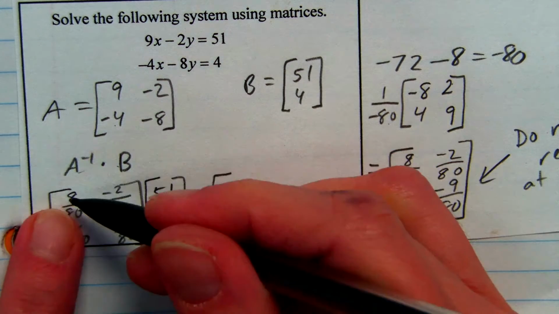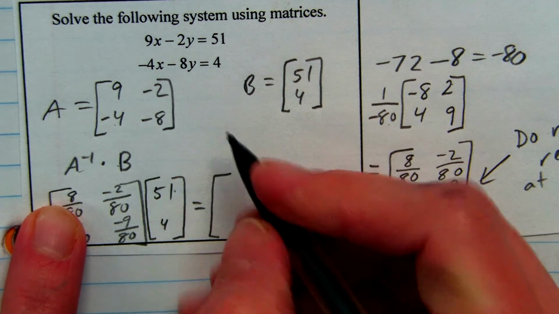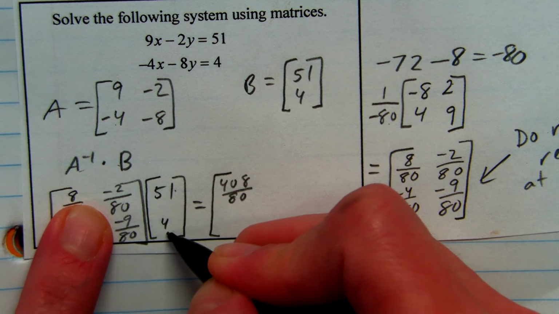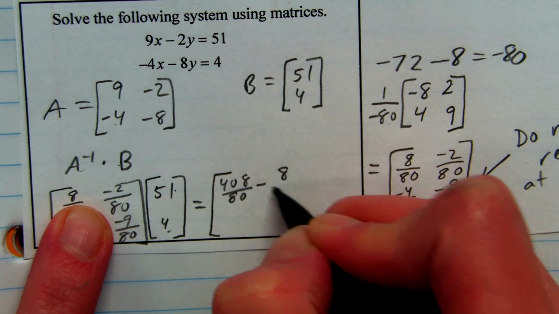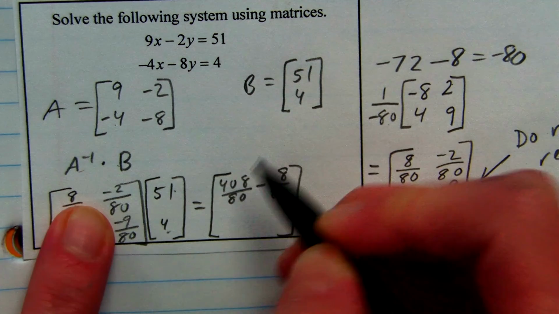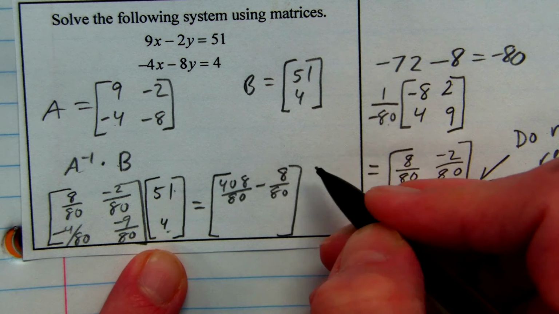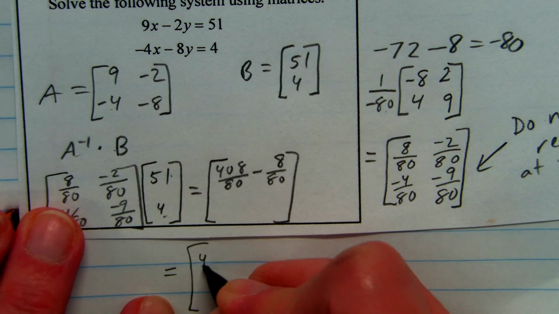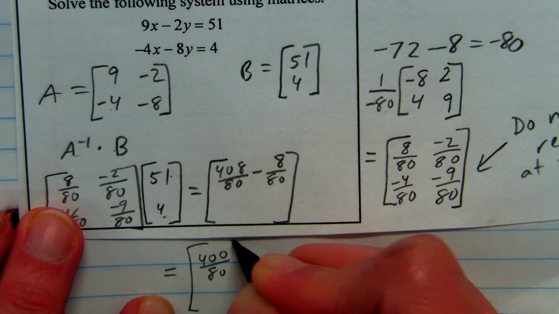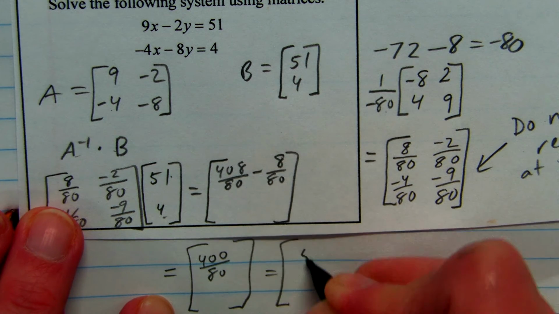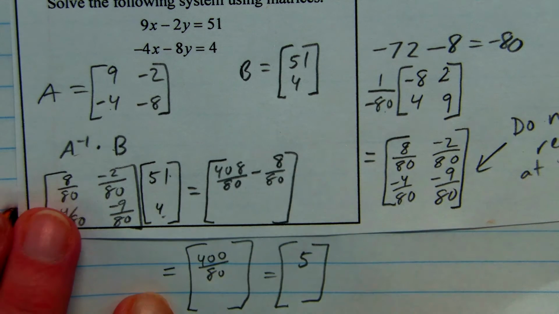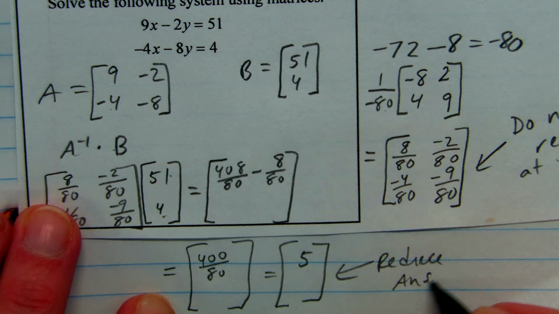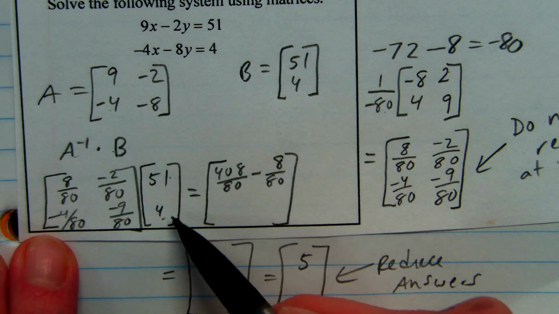All right, so if I take 8 times 51, that is 408/80ths. And then if I take negative 2/80ths times 4, that'll be minus 8/80ths. And what that's going to end up being is 400/80ths. So I'm going to write that down here so I can show the steps. 400/80ths reduces to 5. So you do want to reduce down here. On the final answer, reduce the answers. Okay, come back up here, do the other one.